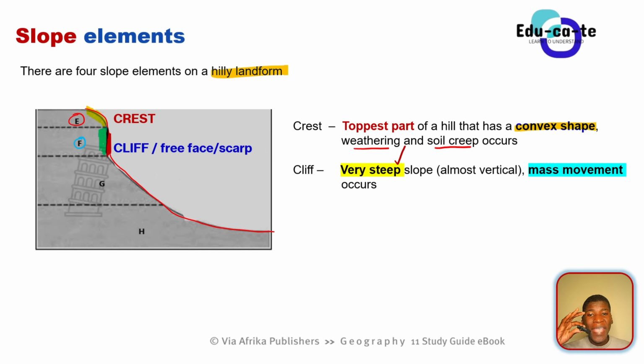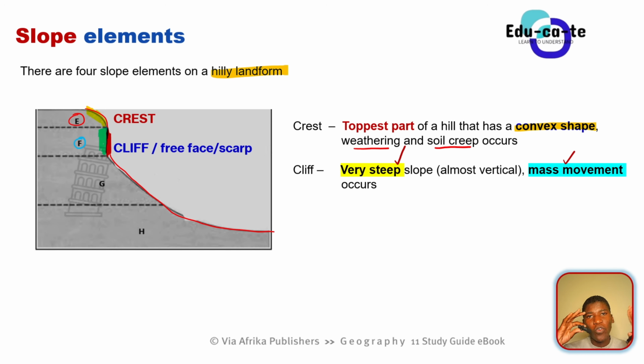It looks vertical. And the main event occurring there is mass movement. Remember, we've already said that at the crest there's a lot of weathering. So at the crest, at the topmost part of the mountain, big rocks are being broken down into smaller stones. When those rocks are broken down into smaller sediments, those stones will move down here to the cliff. So that's why we say there's mass movement occurring.